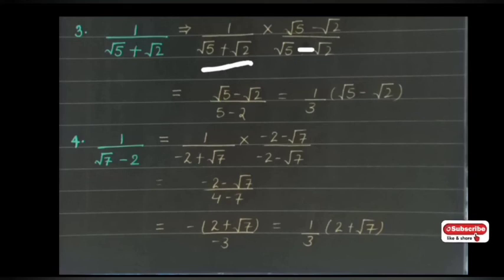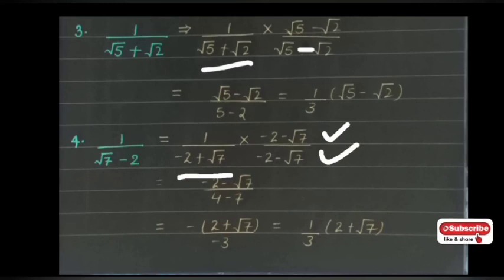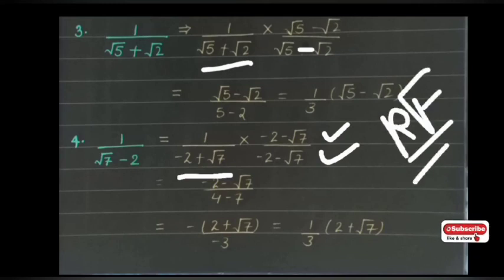Next question, 1 upon root 7 minus 2. So it is an important one. Just watch the video, don't miss it, because it is an important thing. Over here you will not do root 7 plus 2. In the rationalizing factor you have to take negative sign in the front of root. So root 7 minus 2 you can write as minus 2 plus root 7, and that would be multiplied by minus 2 minus root 7. That would be your rationalizing factor, and this rationalizing factor you have multiplied and divided.